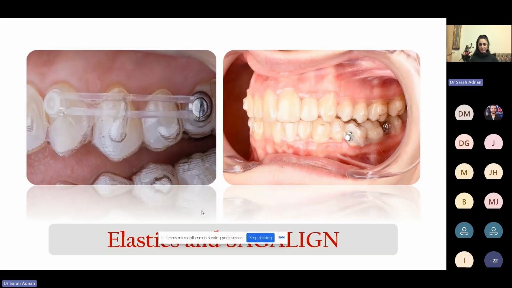Another important topic we're going to talk about today is elastics. Elastics are an important tool with clear aligners because of the nature of clear aligners. As we said, it's made of plastic. Therefore, complete expression of tooth movement sometimes is not possible. But with the development of the material, we can address the majority of the problems, but elastics are still essential too.